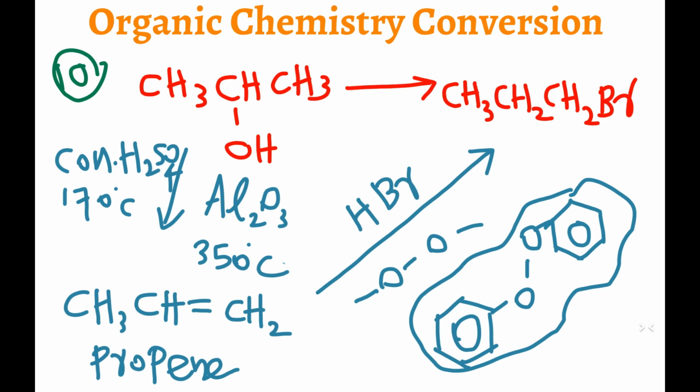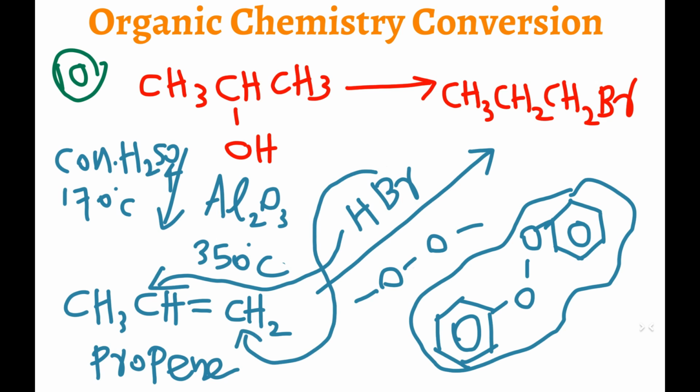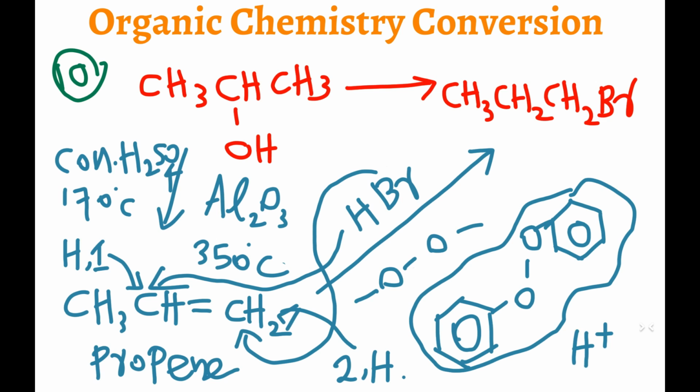Also, this reaction happens under the anti-Markovnikov rule. That means hydrogen bonds with the middle carbon atom and Br bonds with this corner carbon atom. The reason for that is this middle carbon comprises 1 hydrogen atom, and this corner carbon atom comprises 2 hydrogen atoms. Also, this reaction is an electrophilic addition reaction, and the electrophile becomes hydrogen plus.